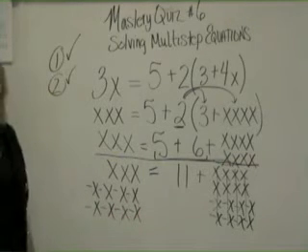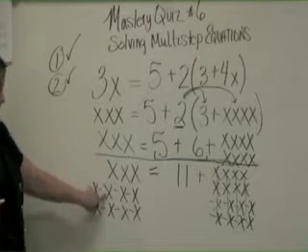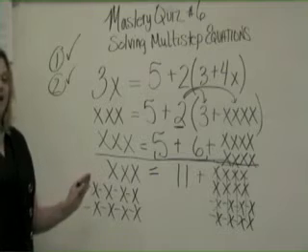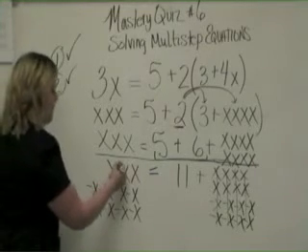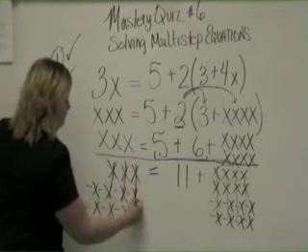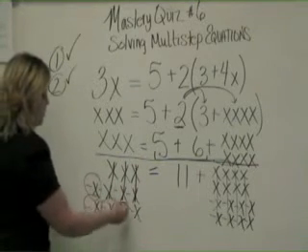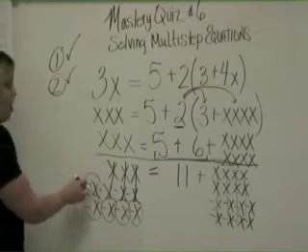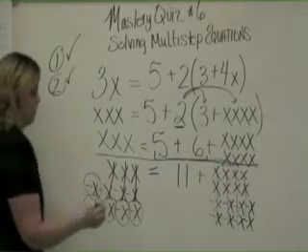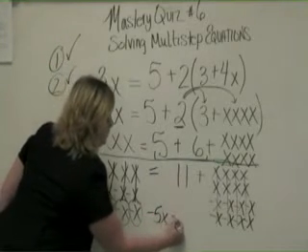Okay. Now what I have is a situation where I've got a positive x and a negative x. And we all know that one positive x and one negative x cancel out to become 0. Very good. So I'm left with 1, 2, 3, 4, 5 x's. And they're all negative. So that leaves me here with negative 5x equal to 11.